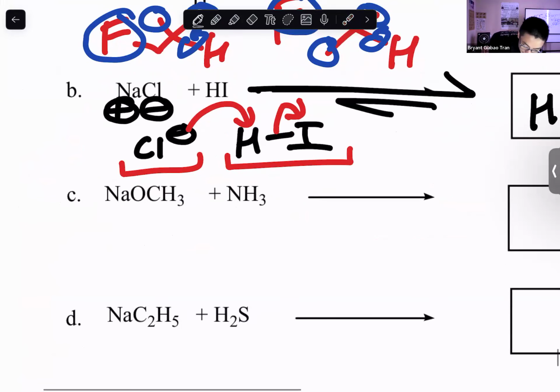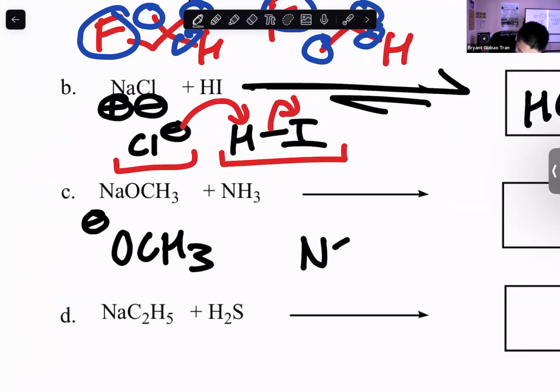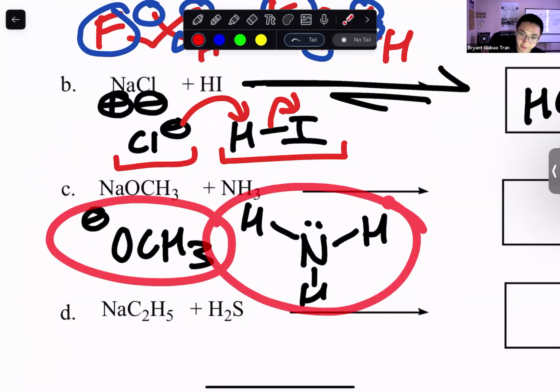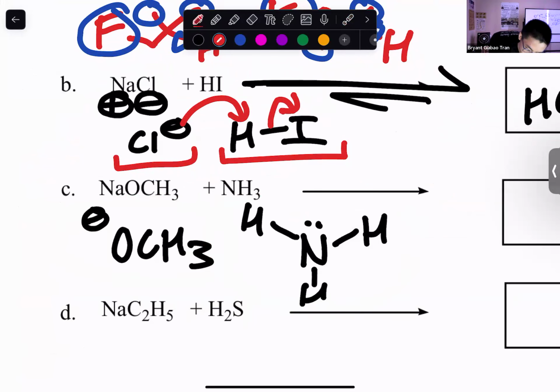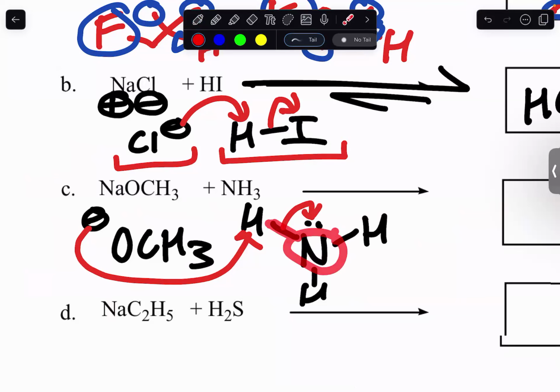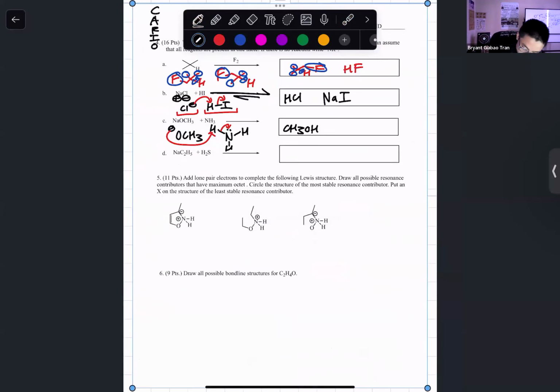So in this reaction right here, we have OCH3 minus and NH3. That's neutral. This is going to be our base. This is going to be our acid right here. This base is going to deprotonate the acid by grabbing that hydrogen, attacking the hydrogen, and making a bond with that hydrogen. When that happens, we are deprotonating this nitrogen. So this bond between the hydrogen being grabbed and that nitrogen is going to break and go onto the nitrogen right there, to give it an extra pair of electrons and a negative charge. So our product is going to be CH3OH and NH2 minus.